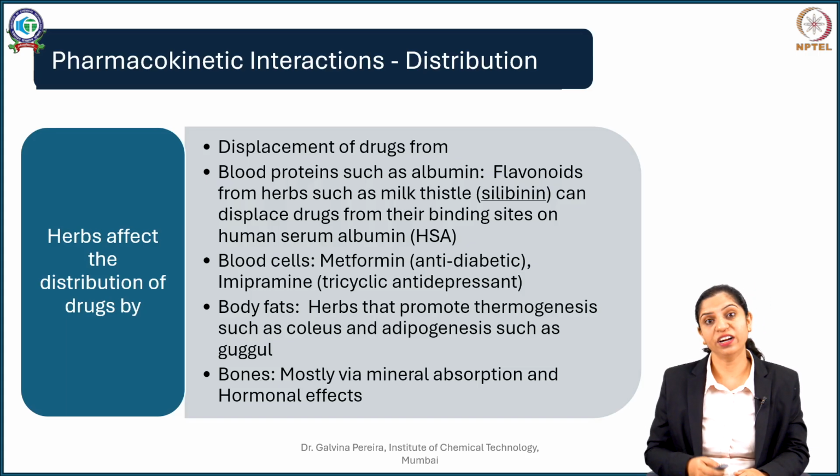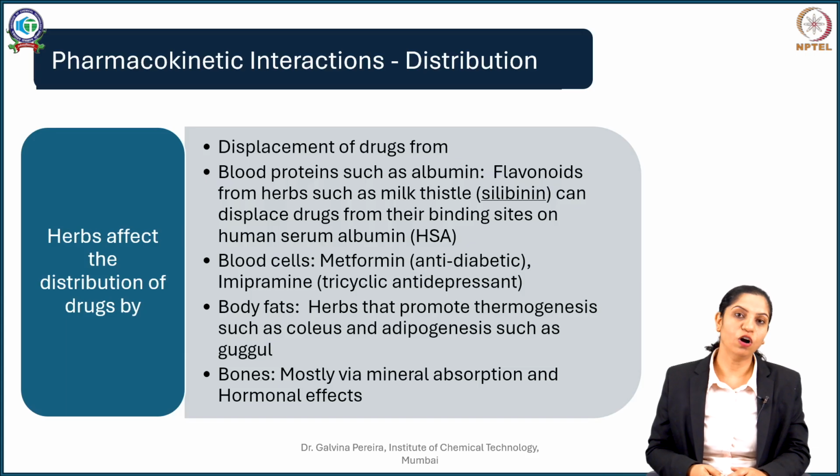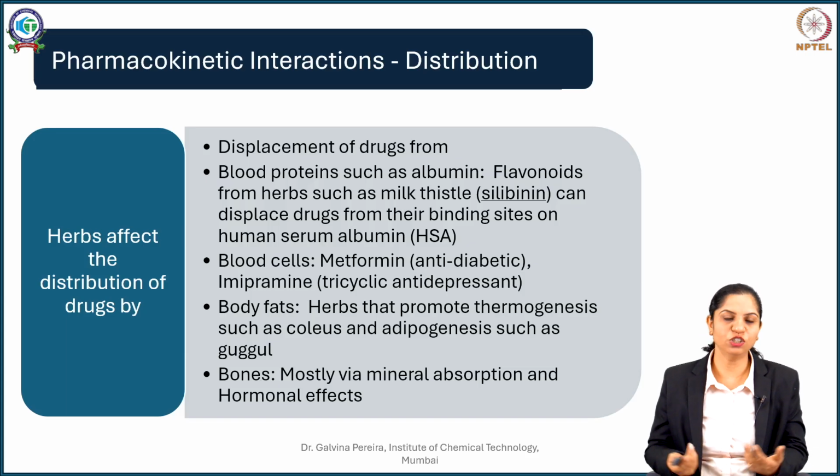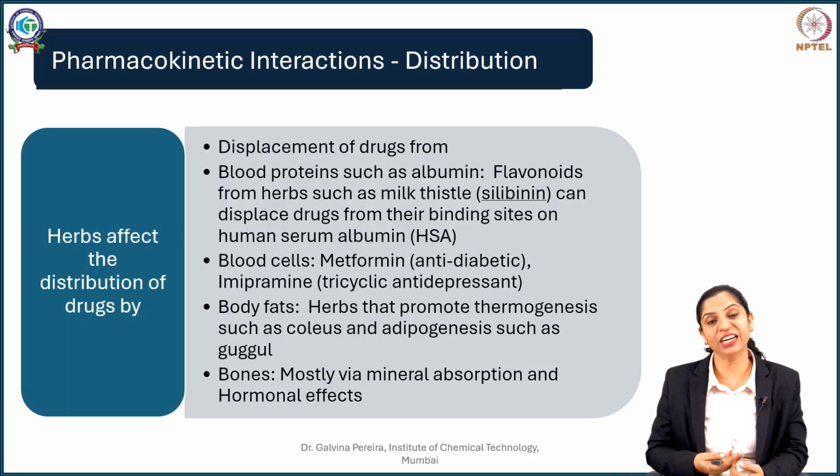Not only thermogenesis, there are also herbs like guggul which affect adipogenesis. So your adipocytes, whatever deposition of lipids will be there, are depleted when you are consuming herbs like guggul. So the drug which was getting accumulated there will also decrease, and overall the efficacy of such drugs will decrease.